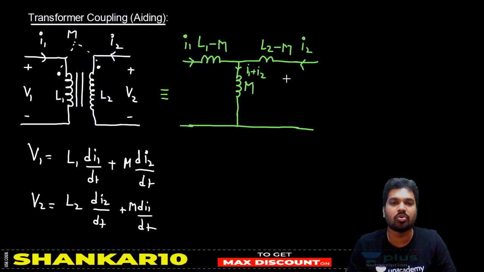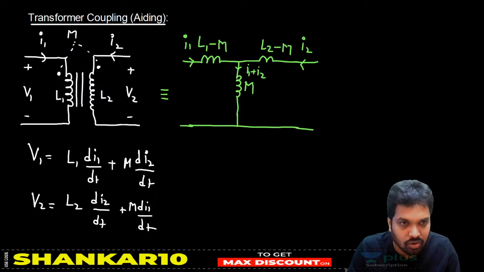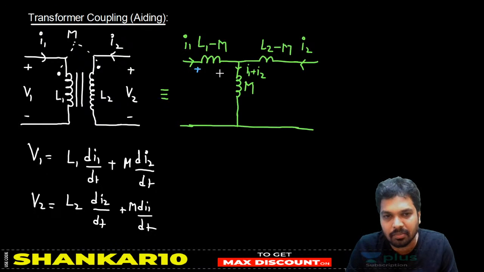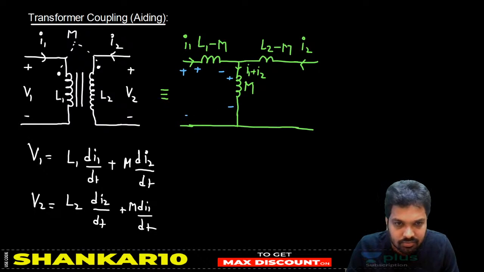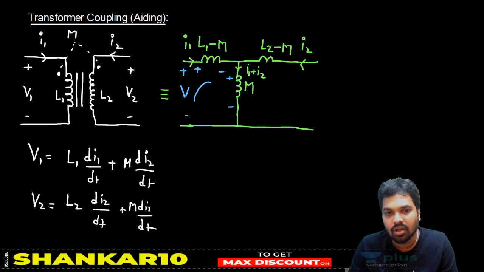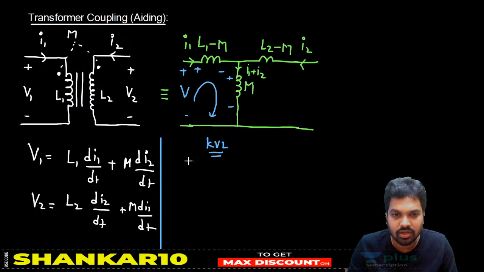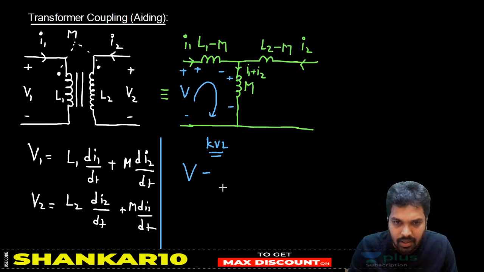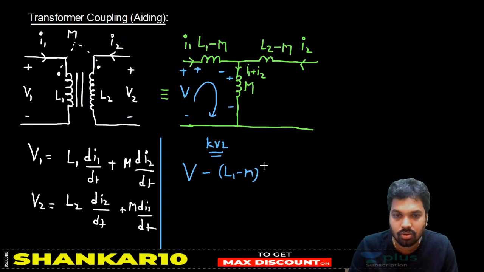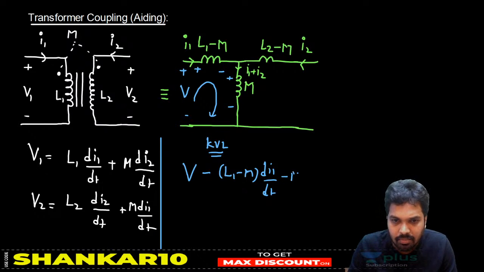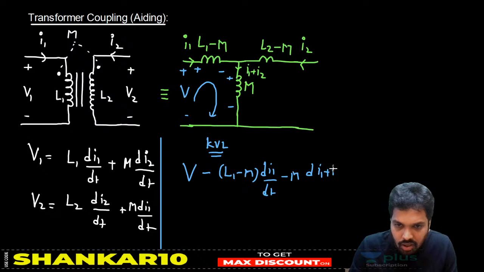Fine, sir. So can you prove both are the same, sir? Definitely we can prove it. Otherwise you don't accept. So let's prove it by taking KCL and KVL. If you take this voltage V and write the loop equation, what is the loop equation, sir? V, negative to positive. This is the inductance; forget about the M. L1 minus M into di1 by dt, positive to negative, minus M into d(i1 plus i2) by dt.